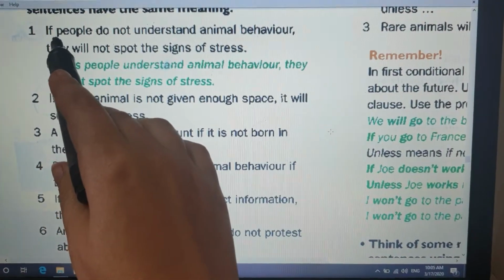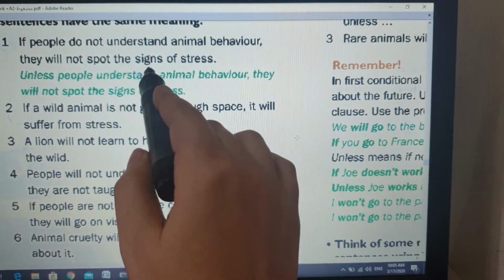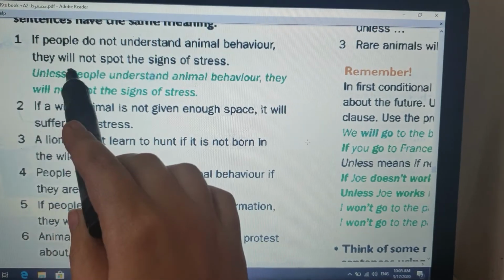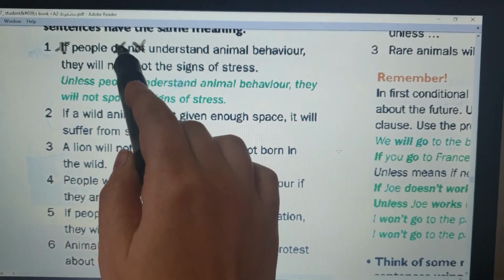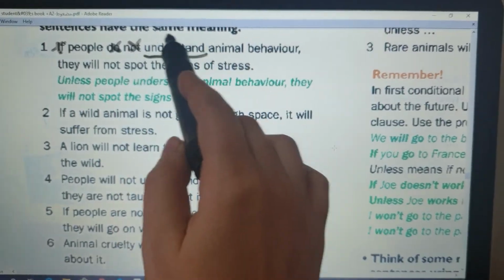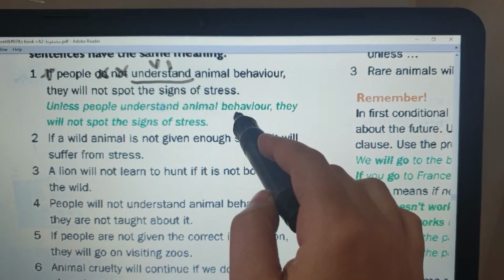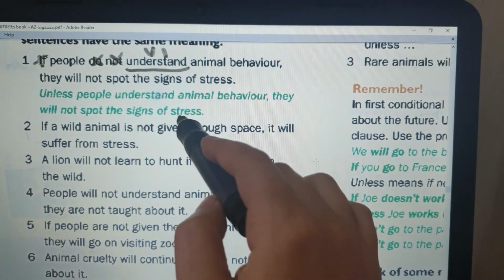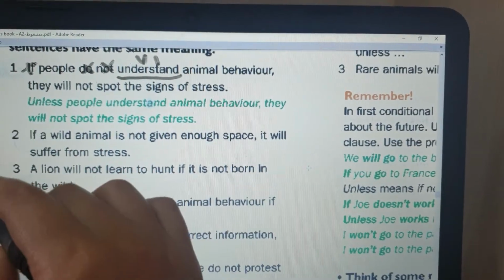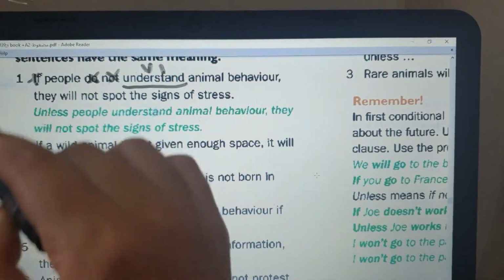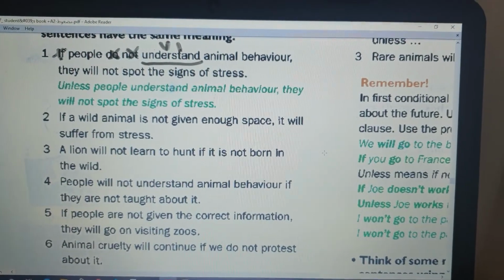Look over there. If people do not understand animal behavior, they will not spot the signs of stress. We delete if, we delete the not, and we delete the do because this is a helping verb. We need to use only verb 1. Unless people understand animal behavior, they will not spot the signs of stress. We will not delete the not in the main clause. We delete the not only with the if clause. Okay, students? We delete the not only with the if clause.